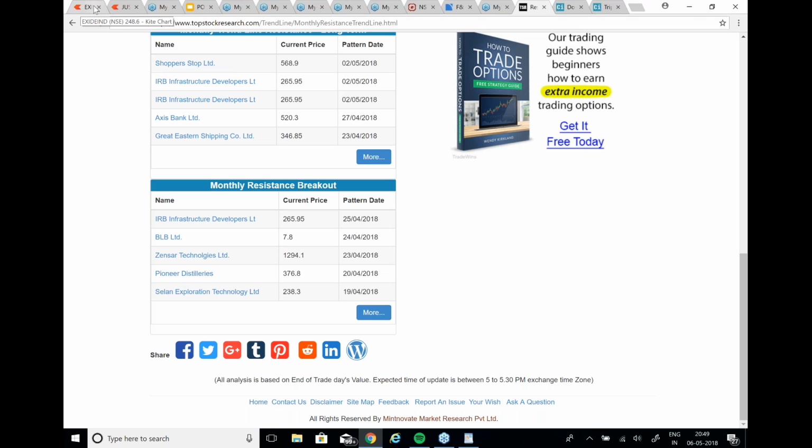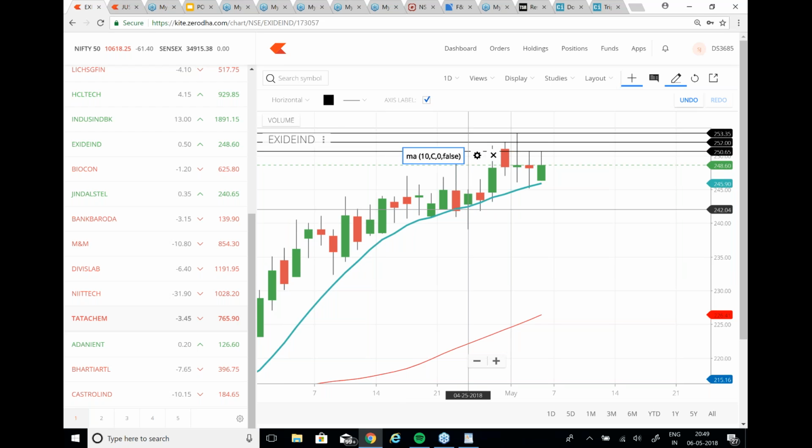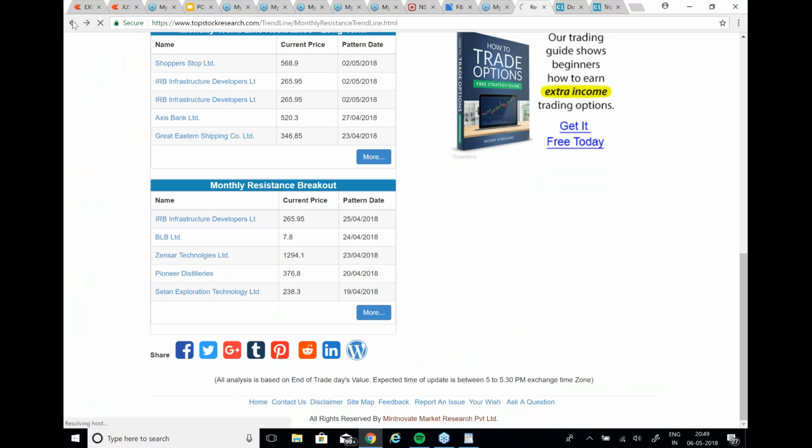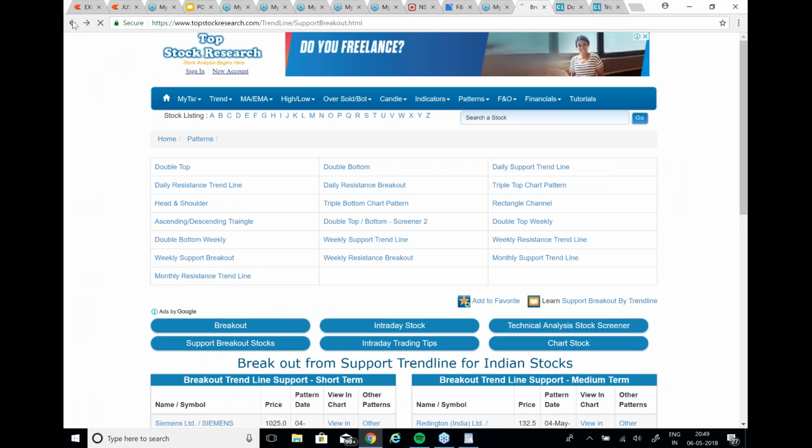Of course, we have deviated from our topic a little bit. We were talking about the double top and the double bottom. So I have given you two ways to filter out. One is from the top stock research, the other is from the charting, right? Just in the Google browser, you type double top, double bottom, or just double top, and you will get both these screeners, right? Then you can filter out stocks from here. If you are on the buy side, look for the double bottom breakout and triple bottom breakout. If you're on the sell side, look for the double top and triple top.